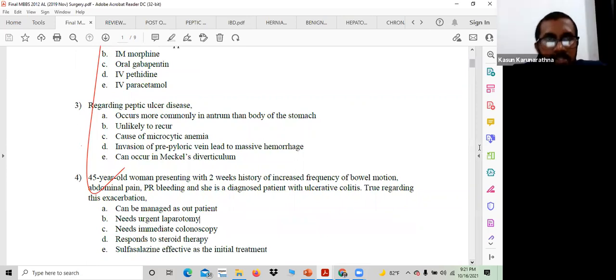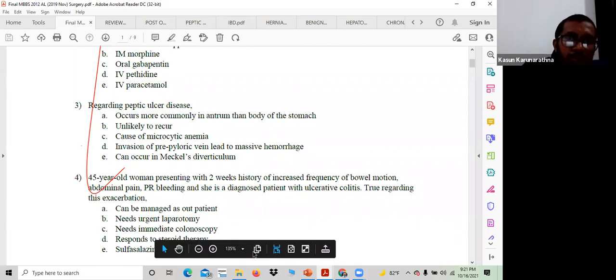This is regarding peptic ulcer disease. It occurs more commonly in the antrum than the body of the stomach. Can you answer this? That's true, right? It's mainly the antrum and the antral part of the stomach, pylorus, and the first part of the duodenum. Unlikely to recur? No, it recurs, it's more likely to recur. So it's a relapsing disease. It's a cause of microcytic hypochromic anemia, because these ulcers tend to bleed.